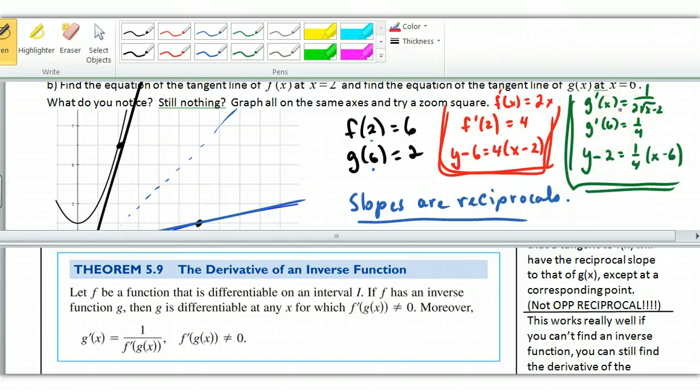Now what happens with this is that my line right here, look at the slope. The slope of the f line is 4. Well, what happens to the slope of the g line at those particular points? Well, it's going to be 1/4. They're reciprocals of each other. I hope you can kind of see that. And so that's what they're saying here.